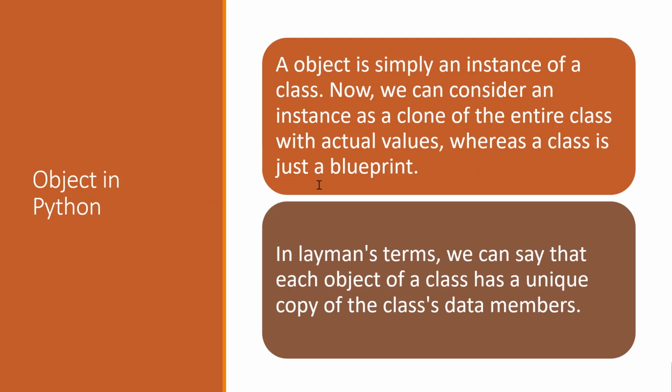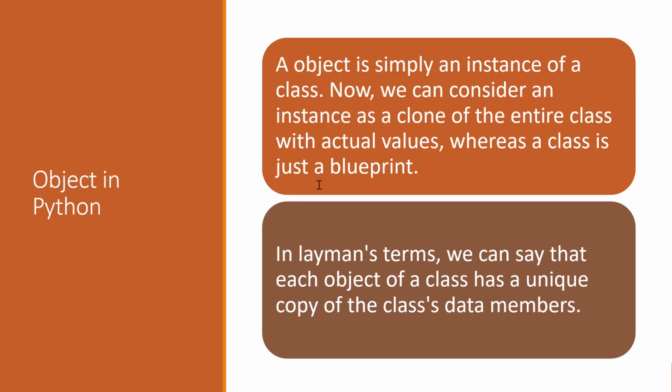So after creating a class, the next important thing is the object, which simply is an instance of a class. Now we can consider an instance as a clone of the entire class with the actual values, whereas a class is just a blueprint. Python treats everything as an object, and most objects have attributes and functions. A built-in feature, which is known as doc, is available in all the functions, and that returns the docstring specified in the function source code. Now we have already discussed how we use this doc function. Basically, objects are a collection of data variables and methods that operate on the data.